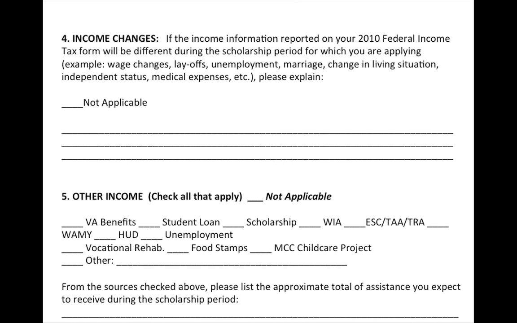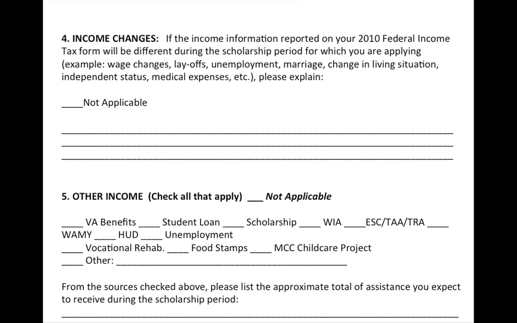Also, in number 5, we need to know what other income you may be receiving during the scholarship period. And again, let me emphasize that this is during the scholarship period that you're applying for. So, for example, let's say you're right now getting food stamps, but during the fall semester, or the semester you're applying for a scholarship for, you will not be getting that aid.